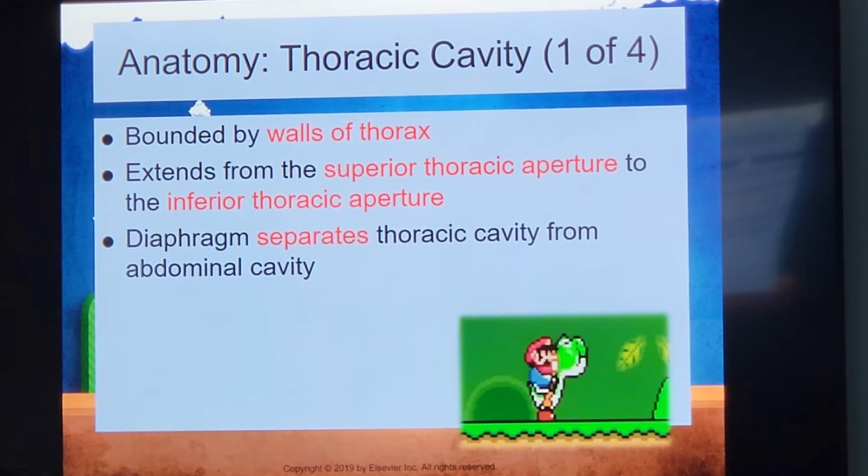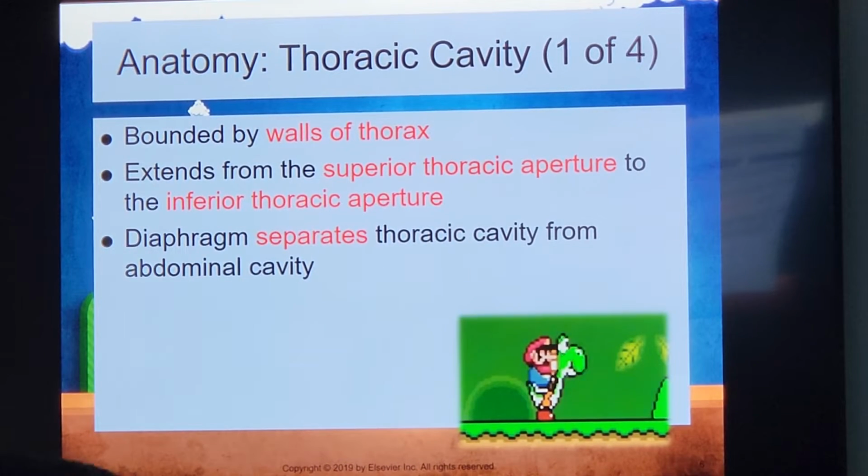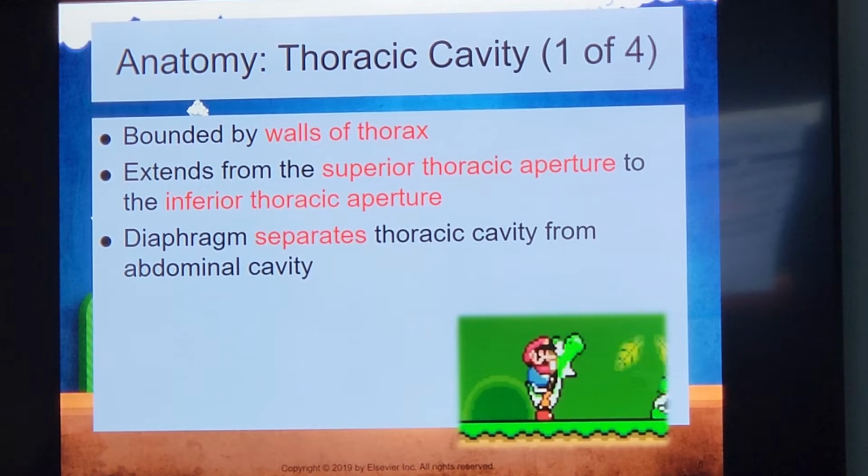So the cavity is bounded by the walls of the thorax, and it extends from the superior thoracic aperture to the inferior thoracic aperture, and right below it is the diaphragm, which separates the thoracic cavity from the abdominal cavity. So there is an opening at the top of the lungs and an opening at the bottom, and that is where the important structures, like the arteries, the vessels, the esophagus, etc. come out of. So there's one at the top and one at the bottom.